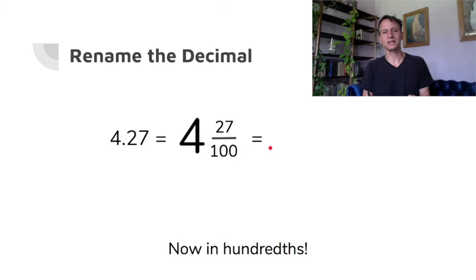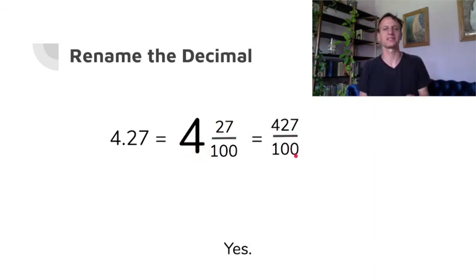Because it's already in hundredths. Okay, so this 4 would be 400 hundredths with the 27, so 427 hundredths. See, so we're not doing tenths there because it's already in hundredths, and I could explain that further, but I think that's good for now.